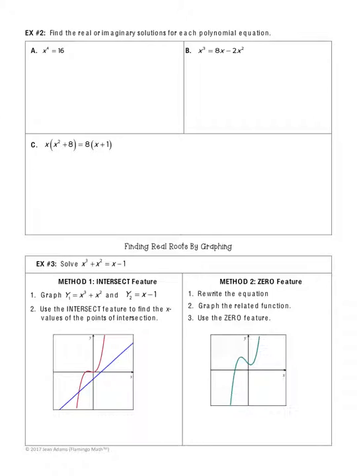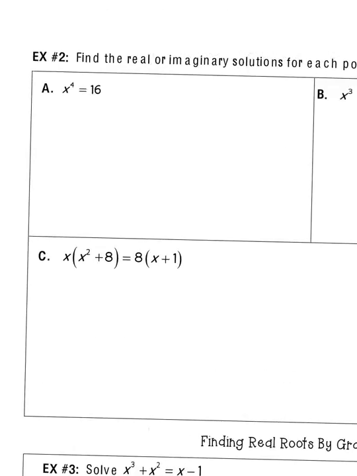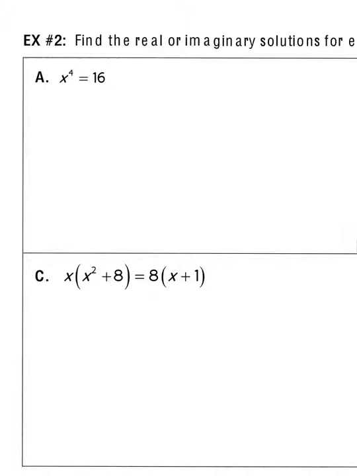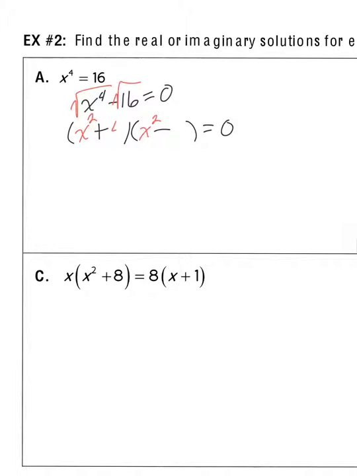All right, so let's move on to example 2. We're still going to solve by factoring, but this time we can have real or imaginary solutions. So here, we need to move the 16 over to its highest degree term. So we're going to subtract 16. So I end up with x to the 4th minus 16 is equal to 0. And then remember, this is the difference of two perfect squares. So it is going to factor into this plus minus pattern. And so the square root of x to the 4th is x squared. And the square root of 16 is 4.